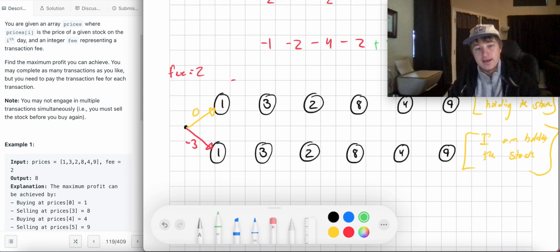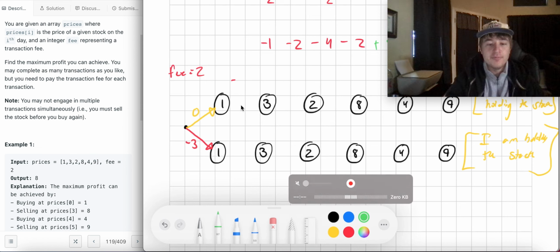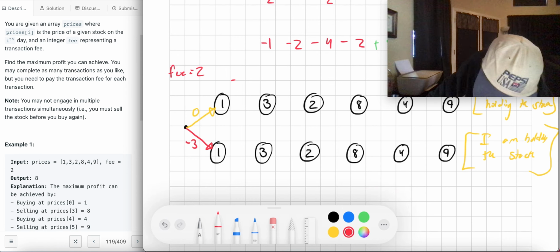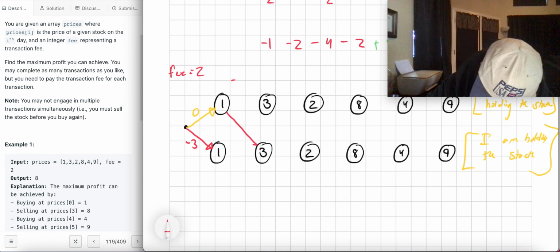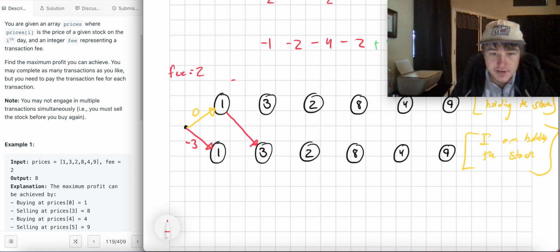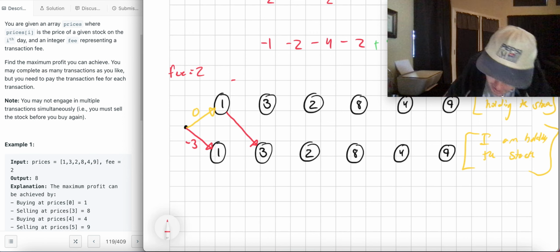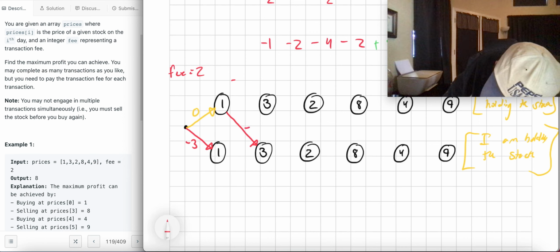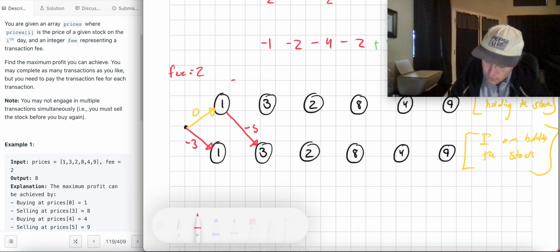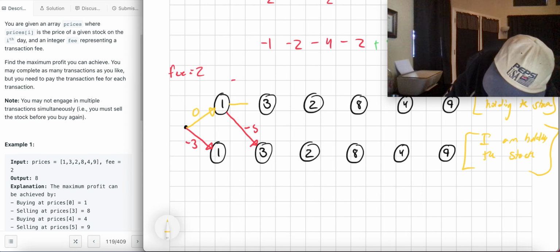Now the next day, well, from here, right, from this state, either I can buy the stock, and that'll have a cost of 3 for the stock itself, and a price of 2 for the fee. So that'll put you -5 in the hole. Or you can stay neutral and do nothing.